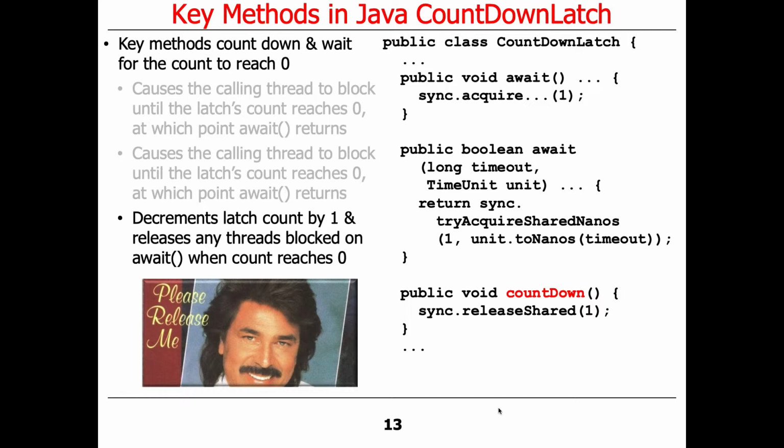CountDown will decrement the count of the CountDownLatch by 1 using the AbstractQueuedSynchronizer framework. And when the count reaches 0, that then causes everybody to wake up. So that's used basically as a signal to indicate that anybody waiting for the latch to be open can now proceed. So it's used to release the waiting threads.